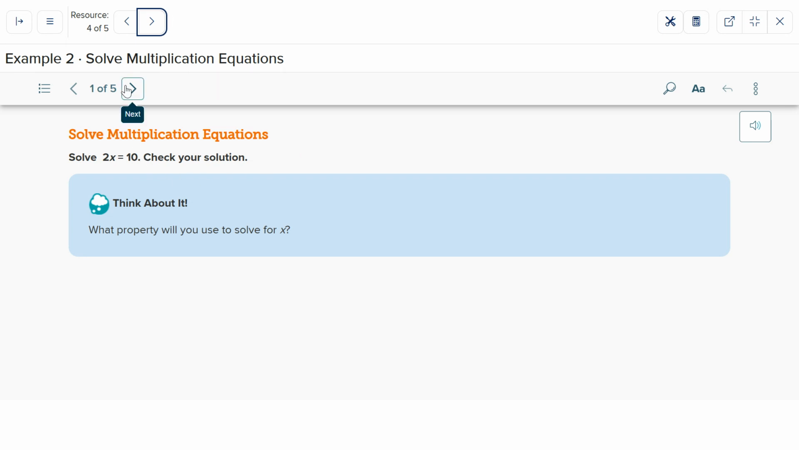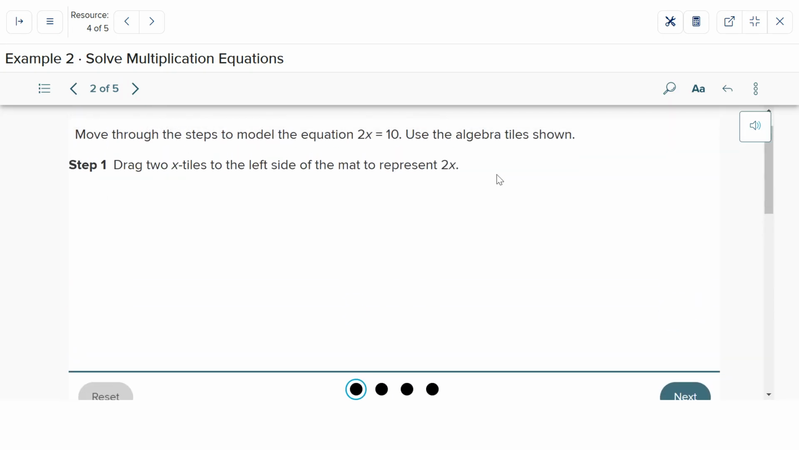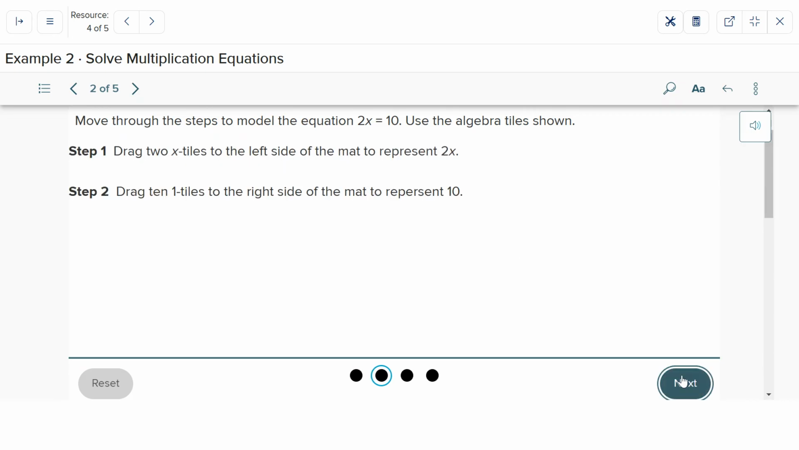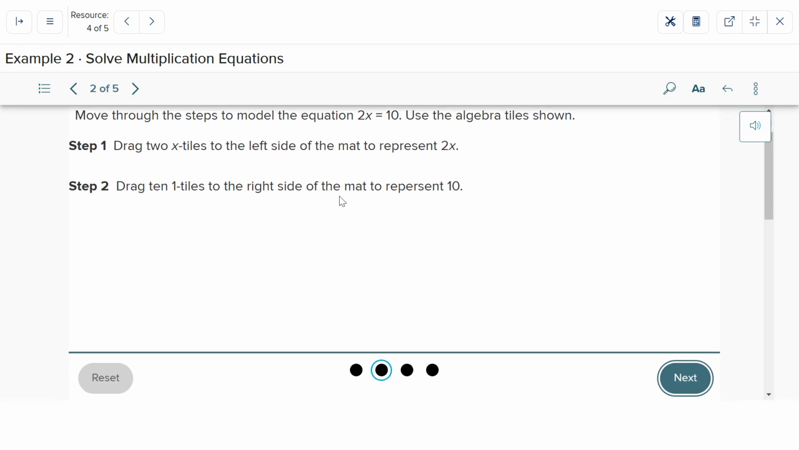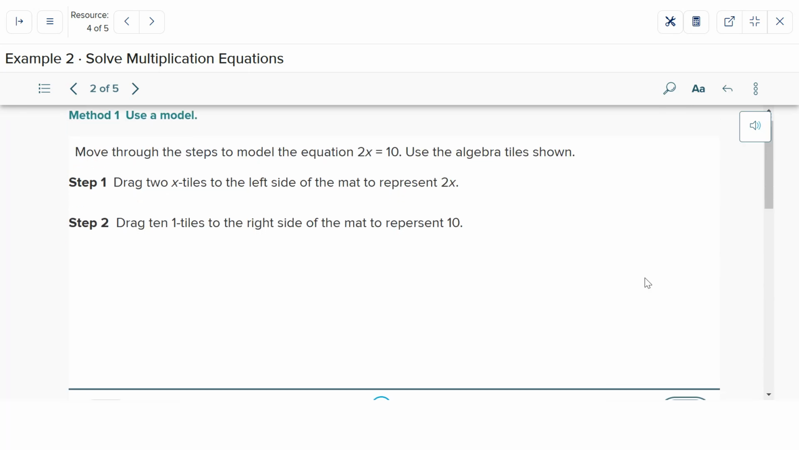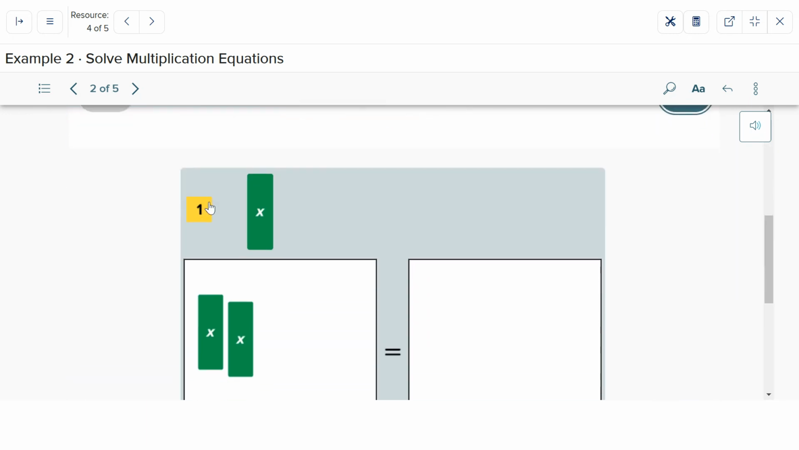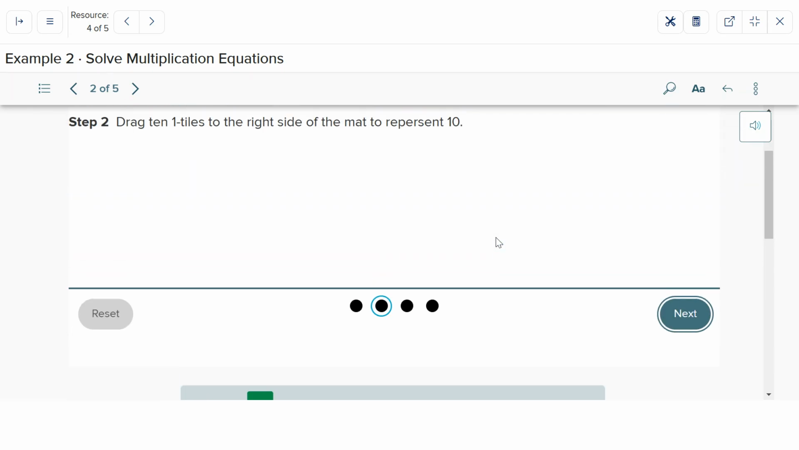Solve 2x equals 10. We can use a model to do this, which I did skip the video of, but I'm going to still show you how to do it like this anyway. So if we have tiles, we could drag our x tiles to the left side of the mat to represent 2x, and then you can drag 10 1 tiles to represent 10, those little ones, okay? I was like, why are they not showing us this? All right, 2x equals 10, and then 1, 2, 3, 4, 5, 6, 7, 8, 9, 10. Okay, sorry that those are not in pretty little rows.